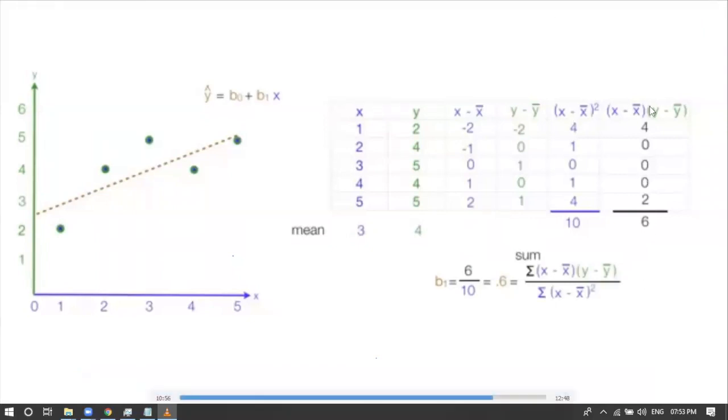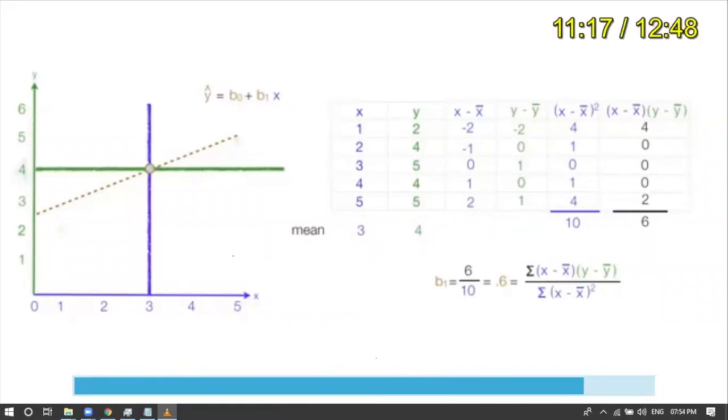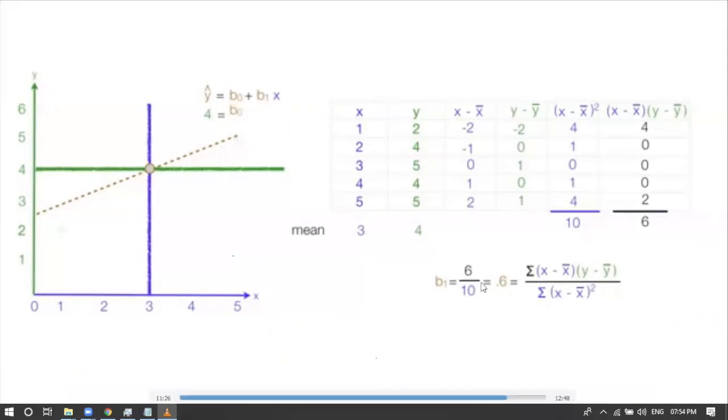We found x minus x naught into y minus y naught and did the whole summation. We found x minus x naught whole square and did the whole summation, and we put it into the formula. The summation of x minus x naught into y minus y naught is 6, so we put 6 here. The summation of x minus x naught whole square is 10, so we put 10 here. So we found the b1 value, or the value of slope, is 0.6. For this particular condition, b1 is 0.6.